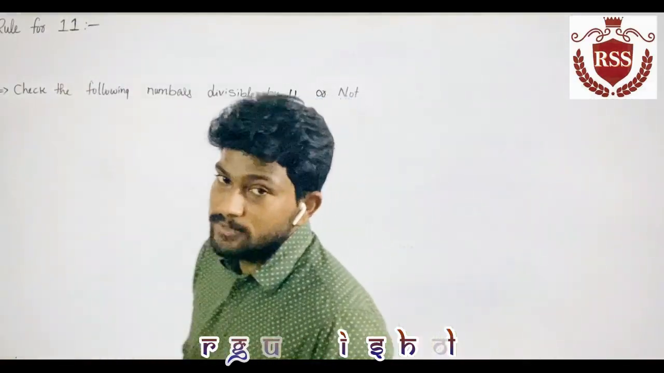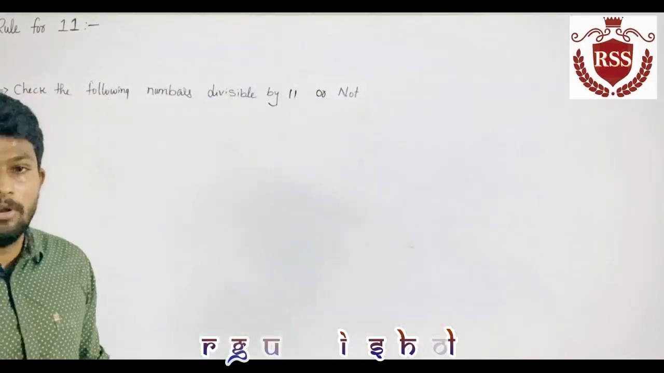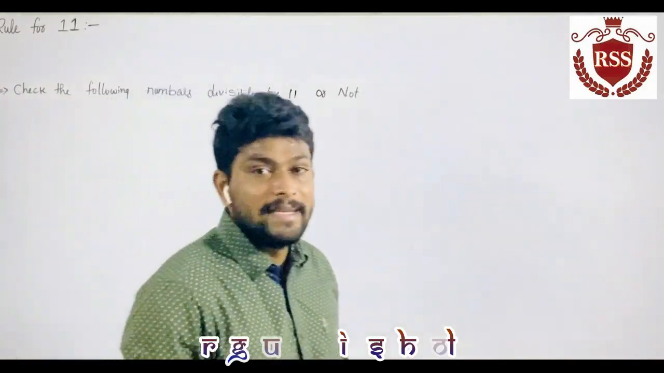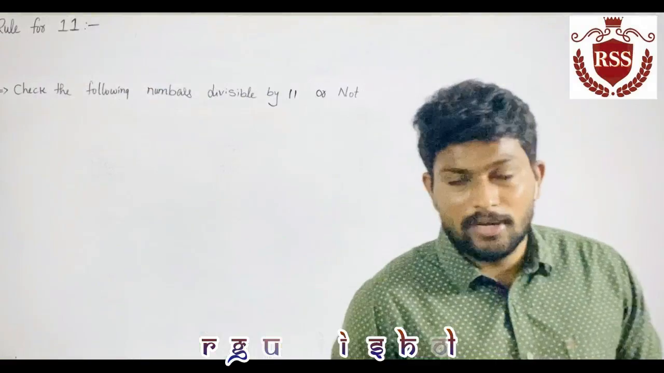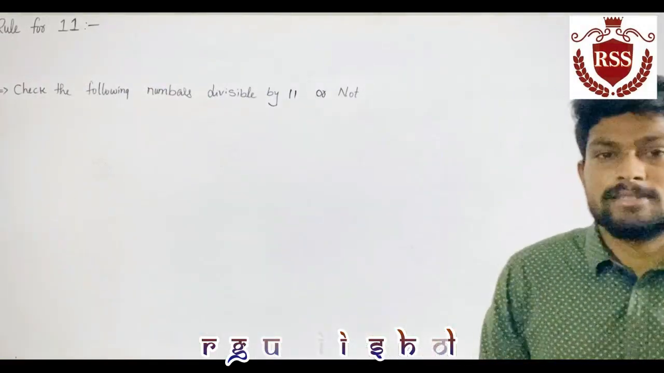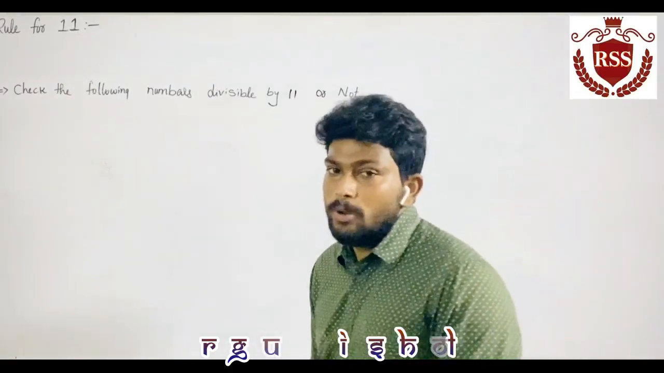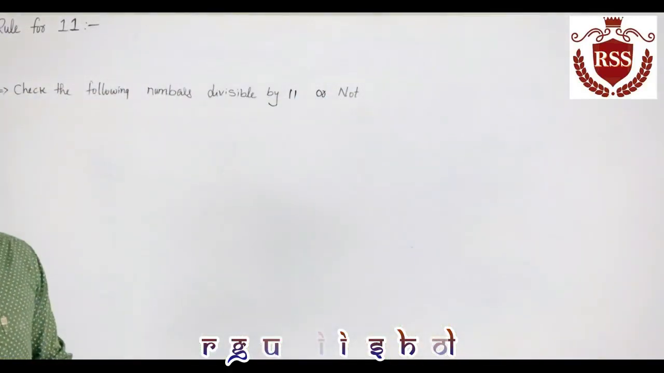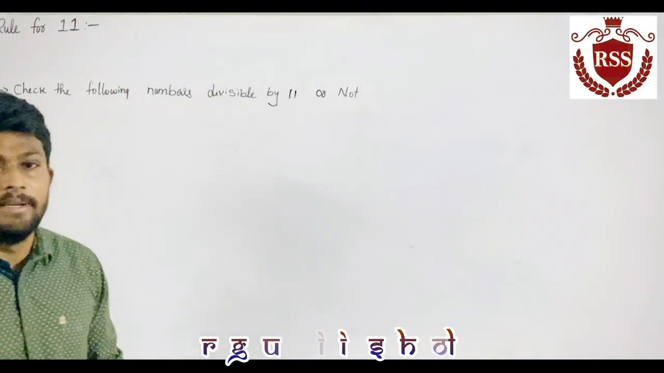Next one is the divisibility rule of 8. What is the divisibility rule of 8? The last 3 digits of the given number. What are the last 3 digits? Ones place, tens place, and hundreds place numbers are divisible by 8. Then the whole number is divisible by 8. That is the divisibility rule of 8.